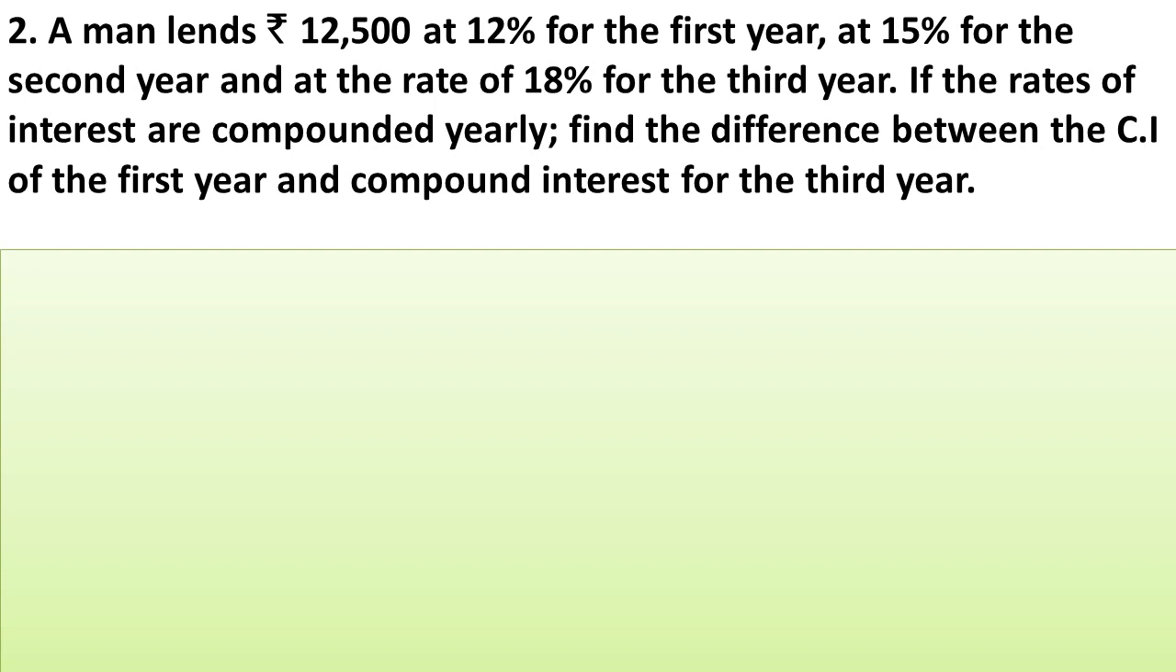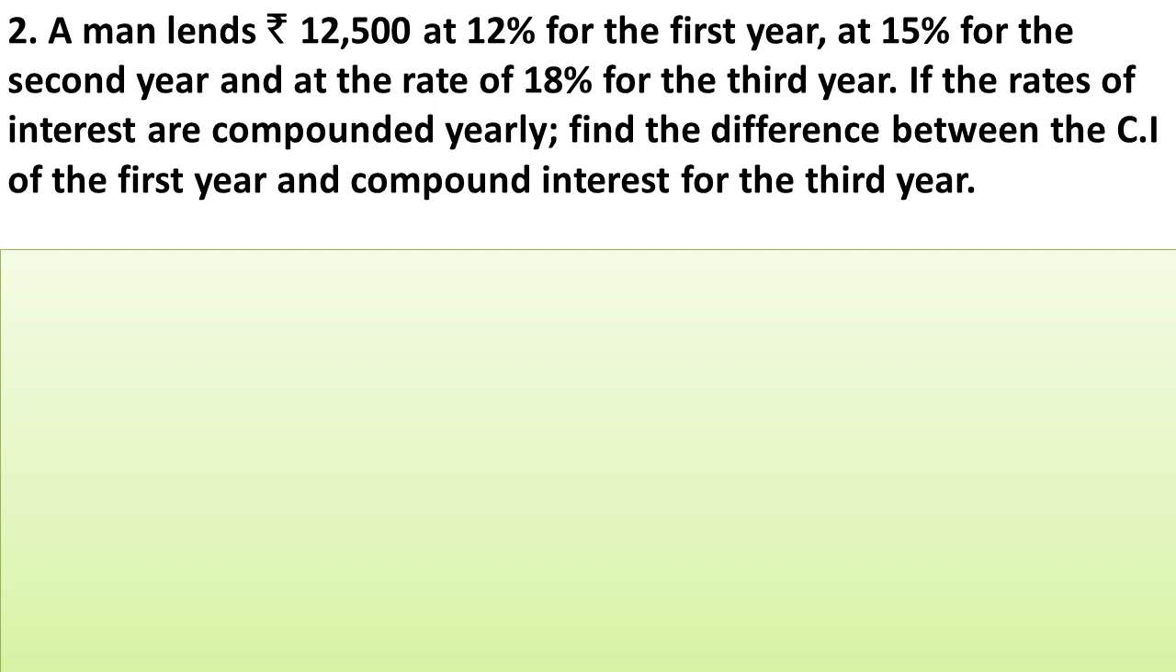First we have to calculate compound interest of first year and amount to be paid at the end of first year. That amount should be considered as the principal for the second year, and then calculate the compound interest and the amount to be paid at the end of the second year. Then consider the amount to be paid at the end of the second year as the principal for the third year to calculate the compound interest of third year.